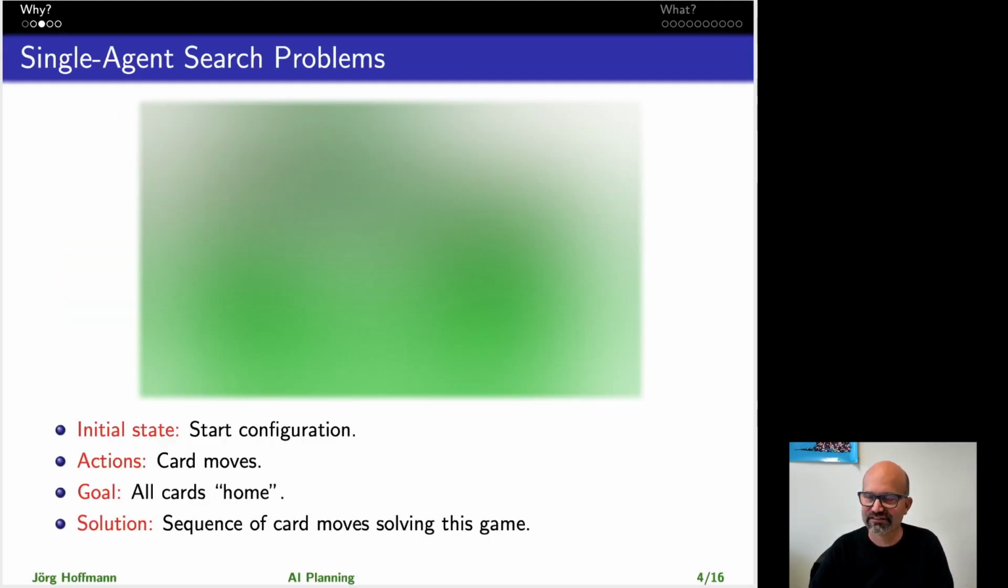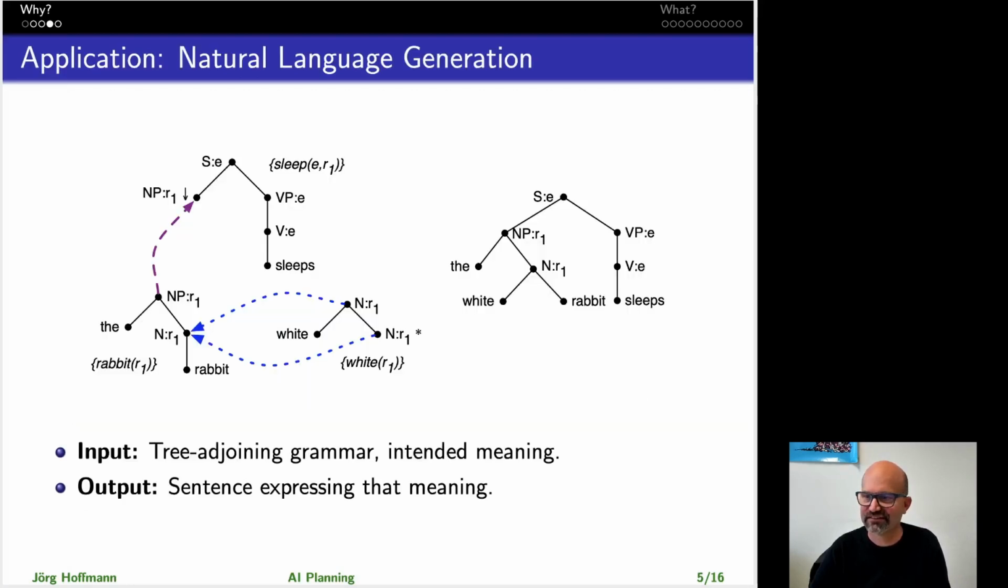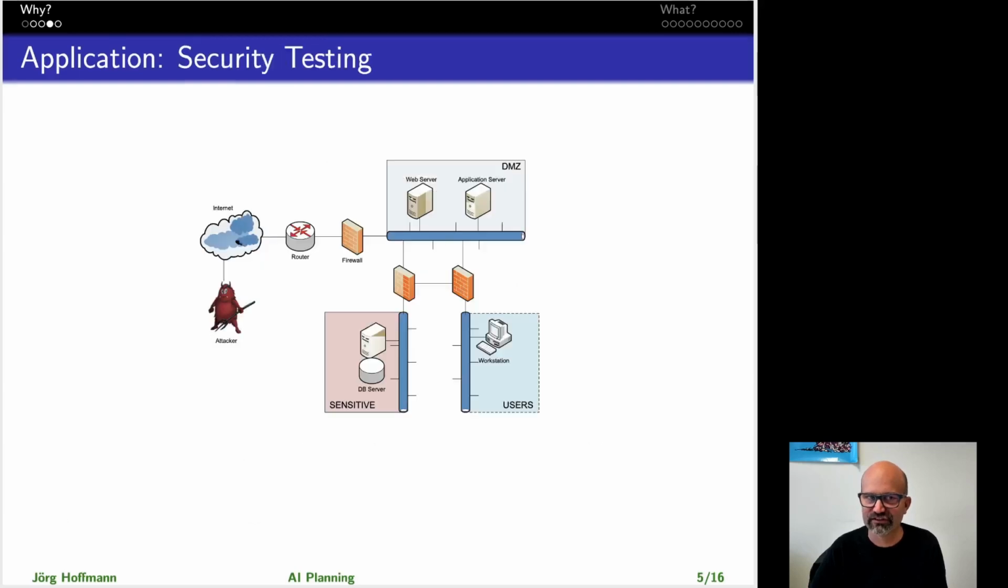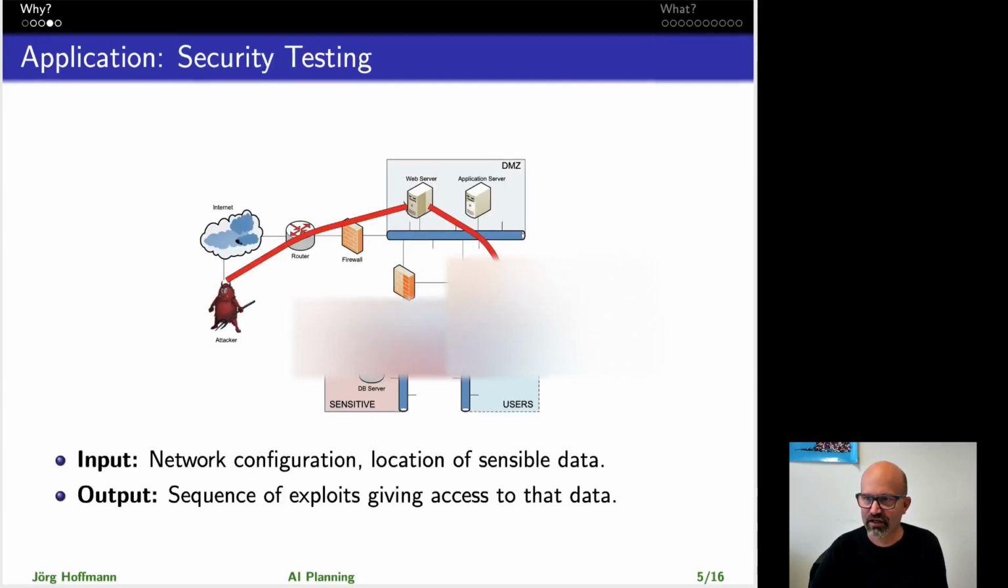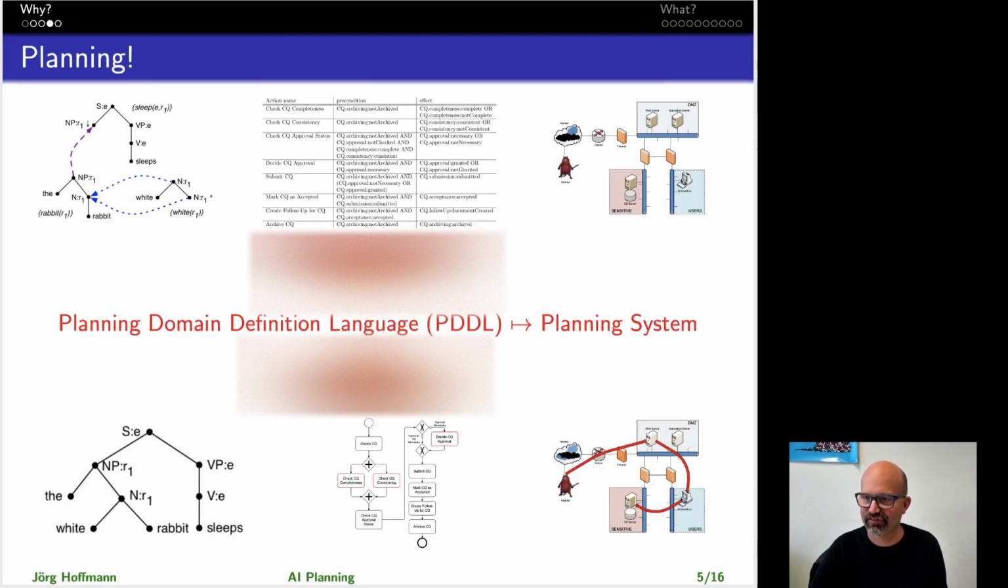This is the question we consider in AI planning in the context of single-agent search problems, which are characterized by an initial state, a set of actions, and a goal. The task is to find a sequence of actions that takes you to the goal. And we formulate this in a manner so generic that it encompasses not just this game that I'm showing you here, but also applications as diverse as natural language generation, business process generation, and security testing. And all of this is done in one and the same framework.